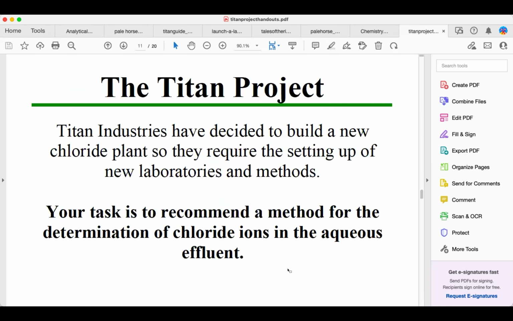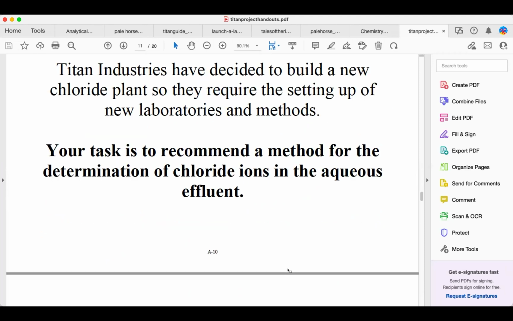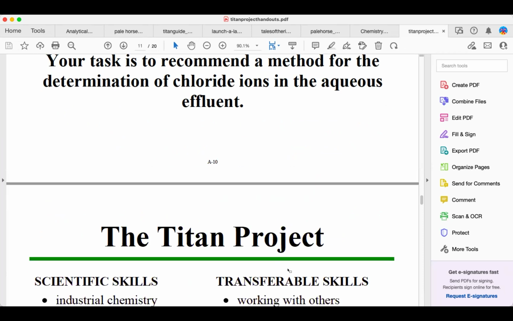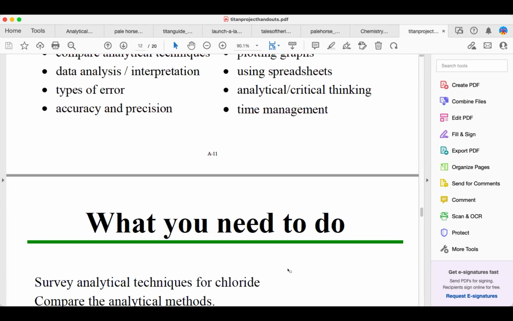Titan Industry have decided to build a new chloride plant, so they require the setting up. Your task is to recommend a method. Just now was that TiO2 plant. This one is to recommend a method for determination of chloride ions in the effluent, because there is chloride in the effluent.